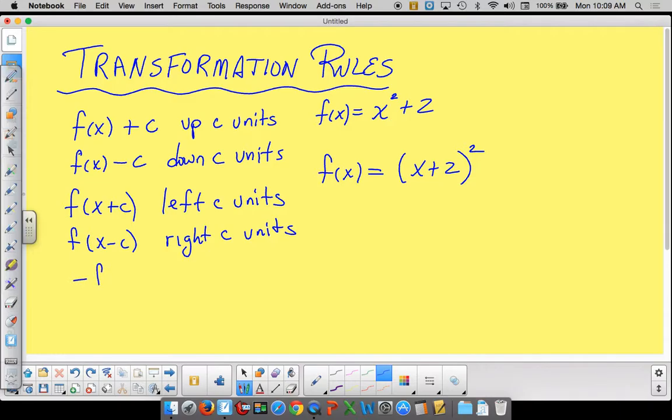Okay. What do negatives do to it? It made it switch. It flipped it. It's a question of which way did it flip it? Over x or over y? Does it go upside down or does it go sideways? Upside down. Upside down, yes. Actually, I should have used the correct term, it reflects over the x-axis.